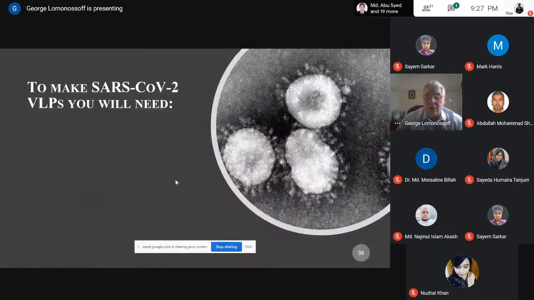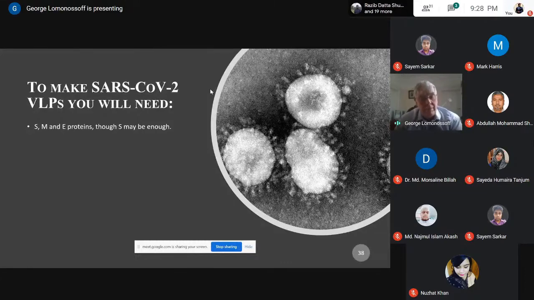So to make them, here are some VLPs for coronavirus, with the spike proteins. What are you going to need? You're going to need the S, M, and E proteins, though S, the spike protein alone, may be enough. And the spike protein contains most of the epitopes, most of the antigenic sites, as well as those sequences required for receptor binding. And in fact, those are all in the globular domain at the N-terminus of the protein.